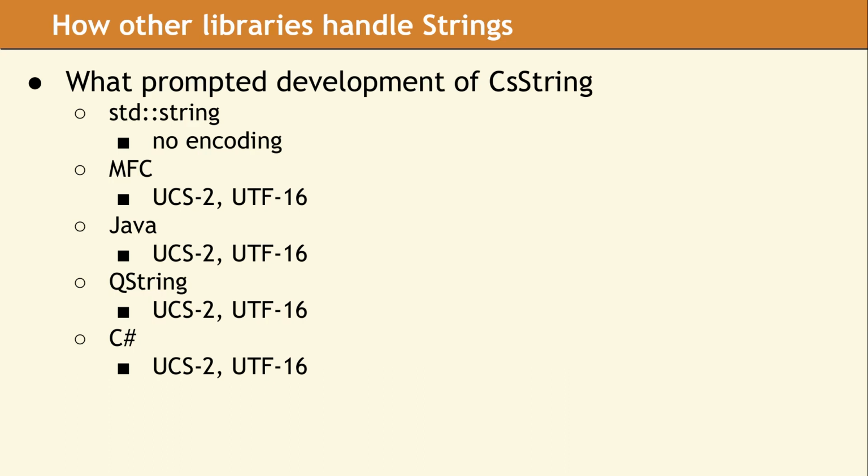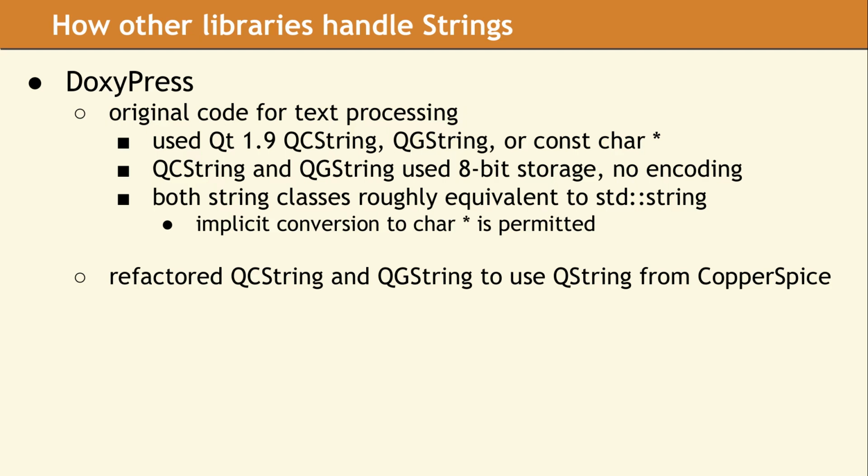So here's a problem we ran into in the development of DoxyPress. The original code that was implemented for text processing used a very old Qt string class. These classes used 8-bit storage and had no facility for storing the encoding. They were roughly equivalent to std::string in their functionality, with the added complexity that they were implicitly convertible to a character pointer. We refactored this legacy code that was using CsString and QGstring to use the QString class from CopperSpice, which is a UTF-16 string class.